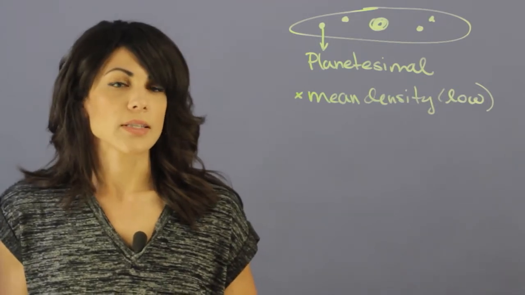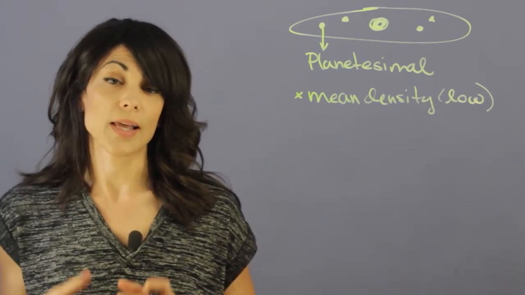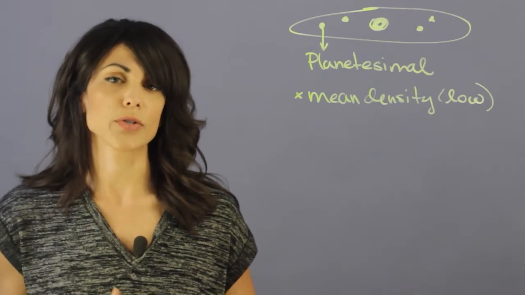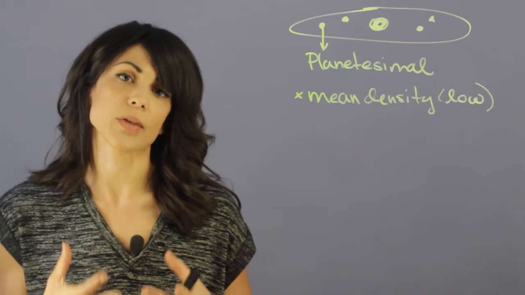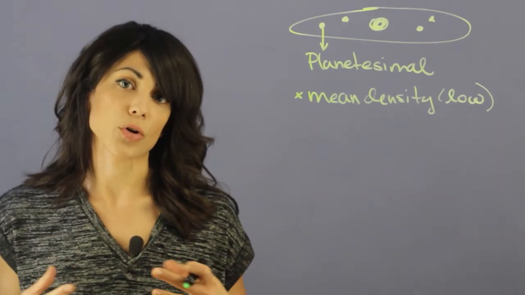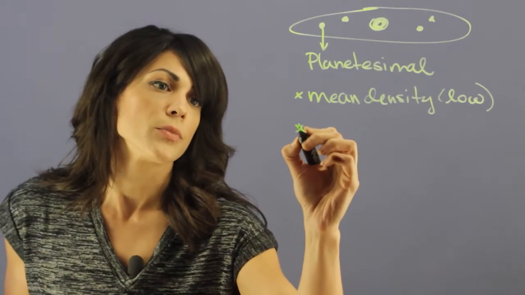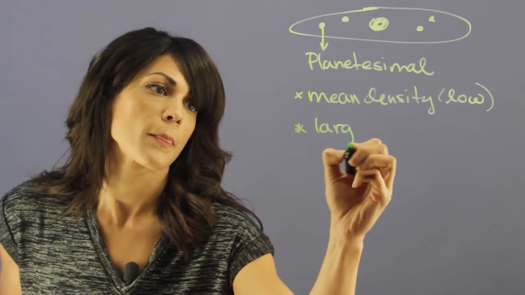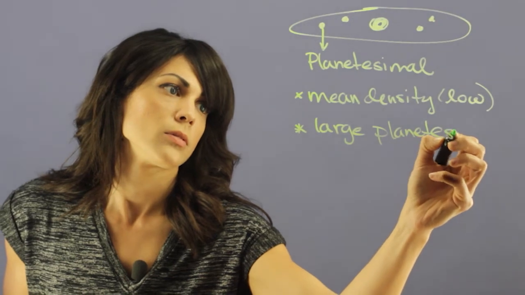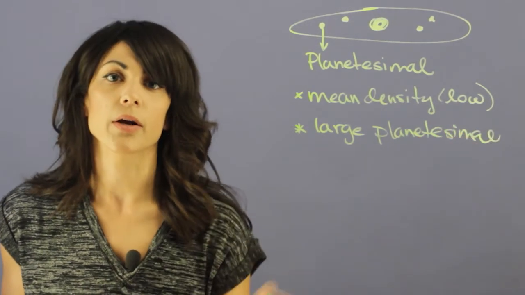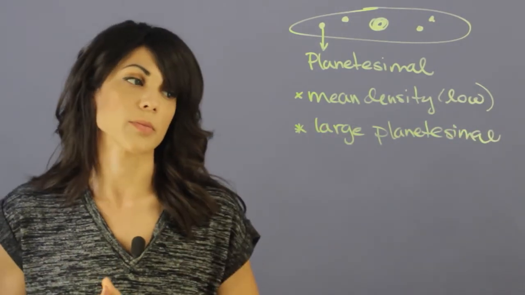Another thing that happens is that we believe that this planetesimal was actually quite large. And the reason we believe this planetesimal was quite large is because of the heat flow and the structure of Neptune. So we had a large planetesimal, which is probably why it was able to acquire so much gas even further away from the Sun.